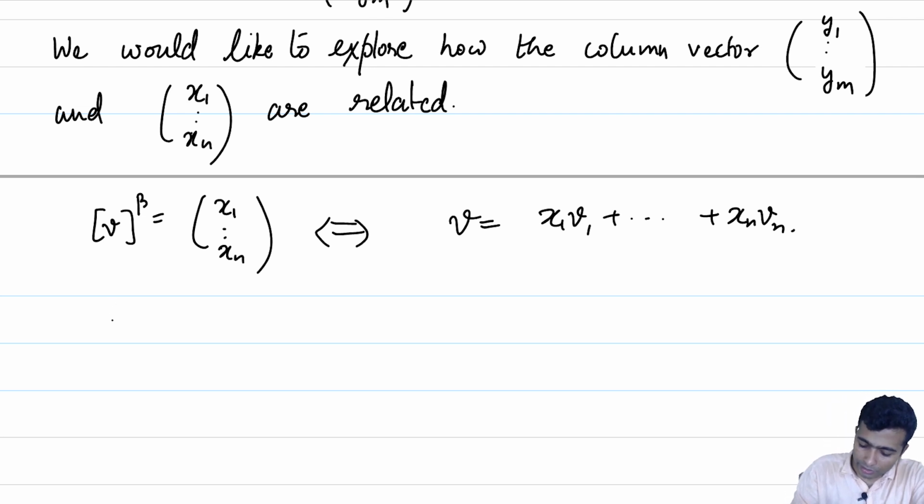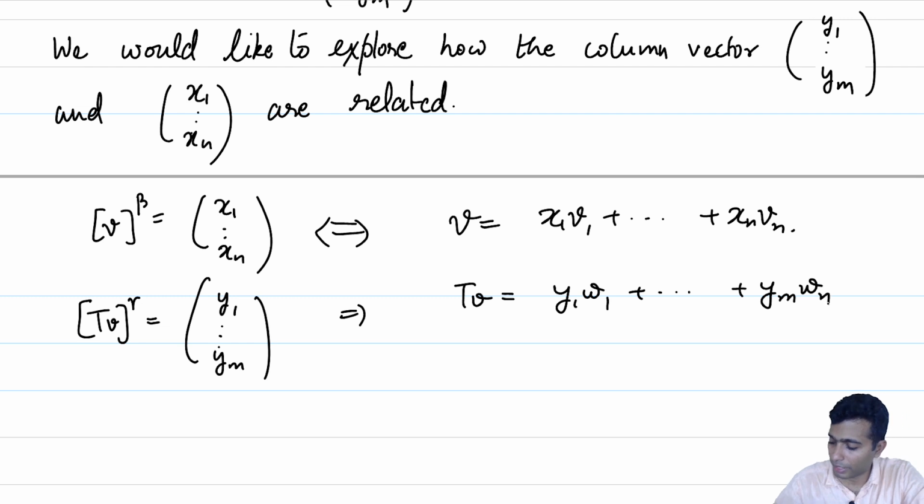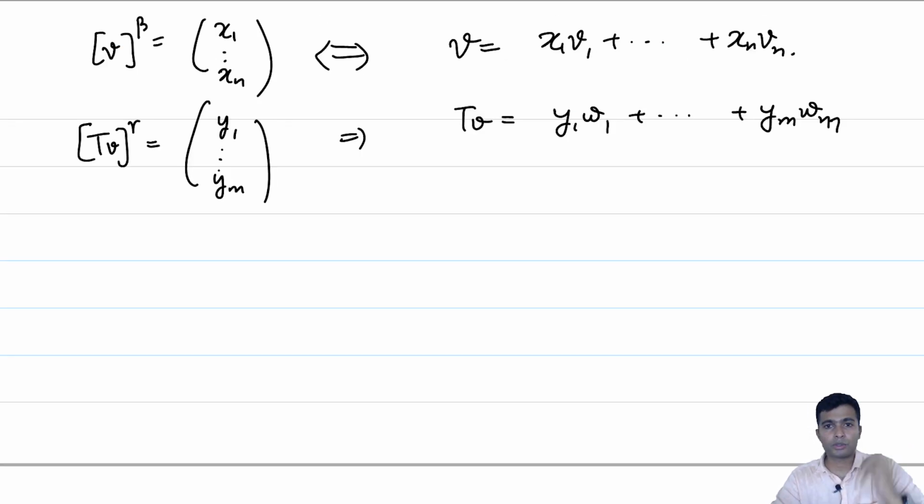We also know that the coordinate vector of Tv with respect to gamma is y1 to ym, and that tells us that Tv is equal to y1 w1 plus y2 w2 plus up to ym wm. But we know that with respect to a given basis, the linear combination of the basis vectors is unique. So if we can realize Tv as a linear combination of w1 to wm in some other manner, the coefficients have to be equal component wise.